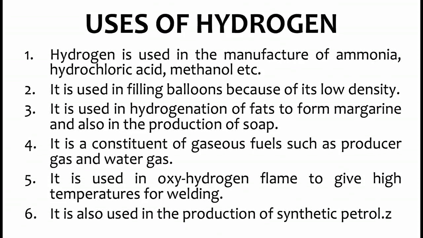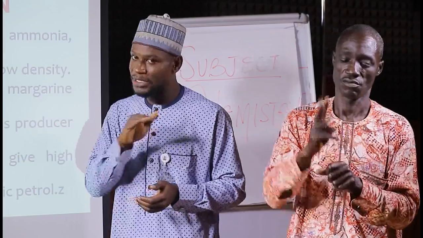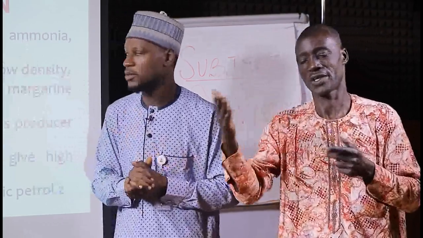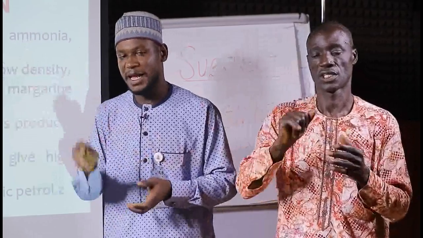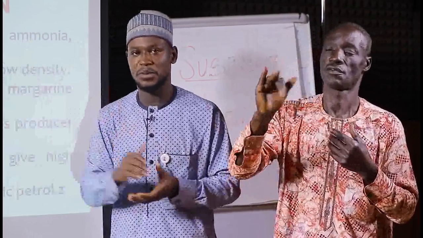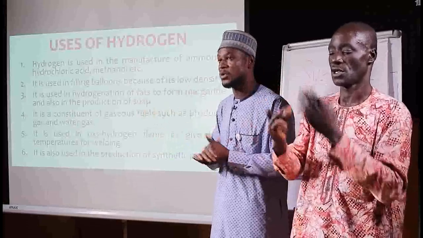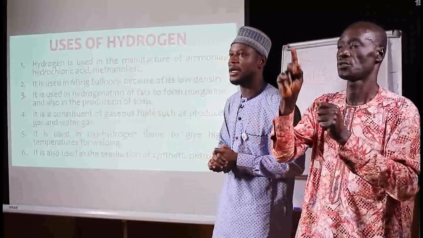Next one, it is used in hydrogenation of fats to form margarine and also in production of soap. Now, the word hydrogenation simply means reaction of hydrogen with other substances. So now when you have fats reacting with hydrogen, margarine is formed. Oil can also react with hydrogen to form the substance we use in production of soap in the chemical industries.